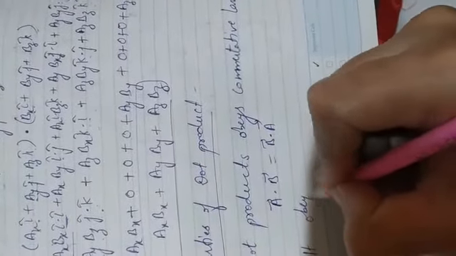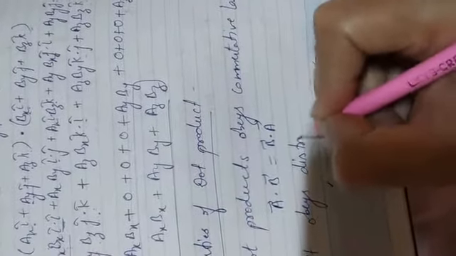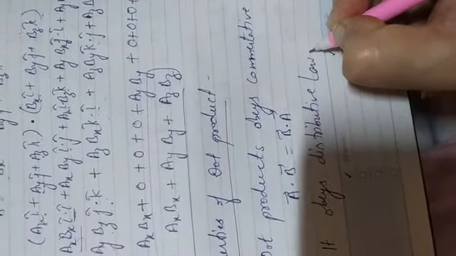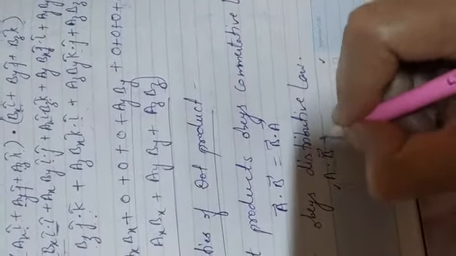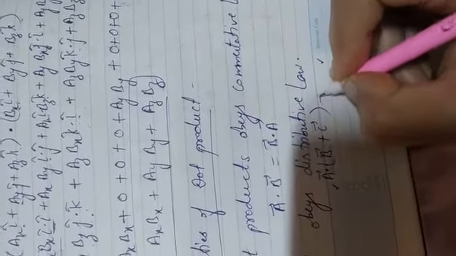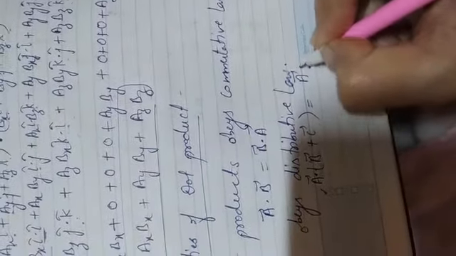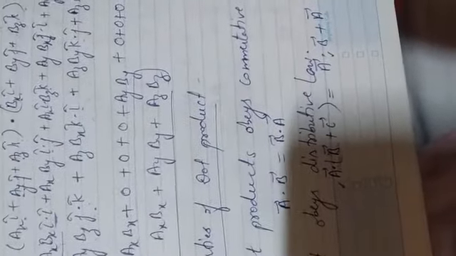It obeys the distributive law. How can we write that? A dot, b vector plus c vector, is equal to a dot b vector plus a vector dot c vector. Like this one, the distributive law. If we take three vectors like this, then it will follow like this.